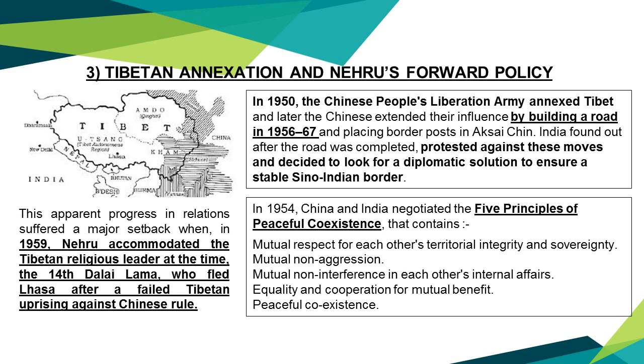and placing border posts in a Sikkim region. India found out about the road when the road was completed, protested against these moves, and decided to look for diplomatic solutions to ensure a stable Sino-India border.